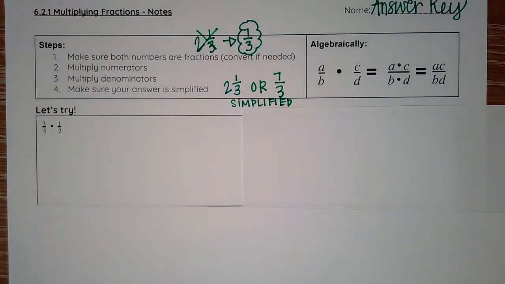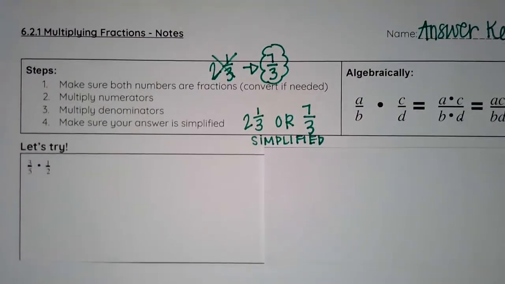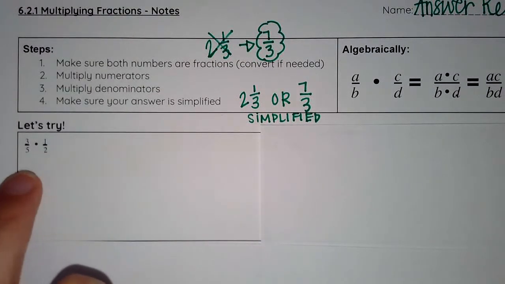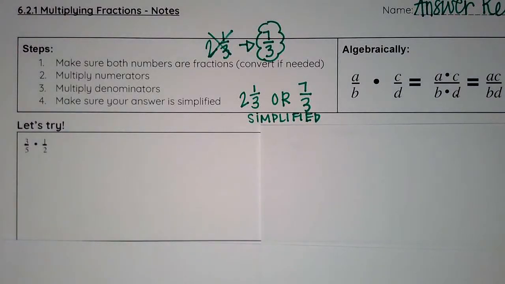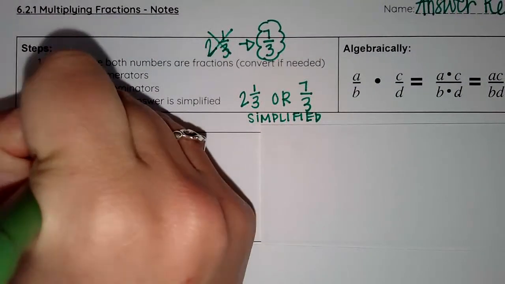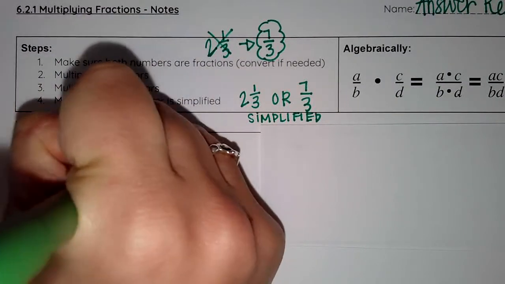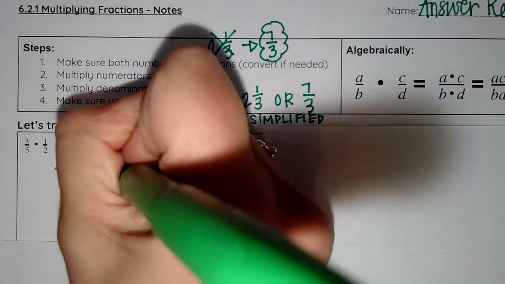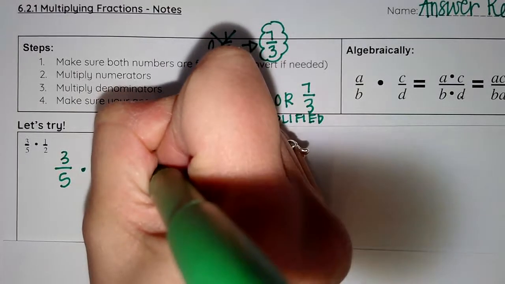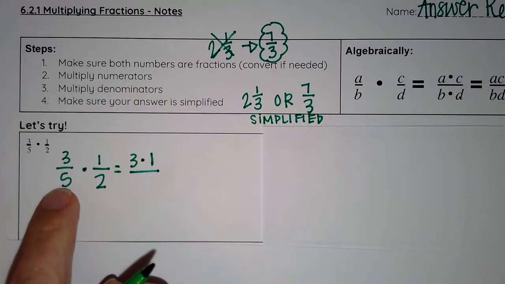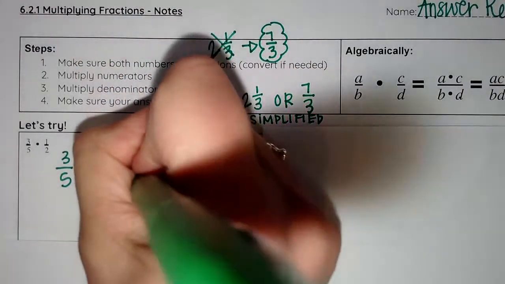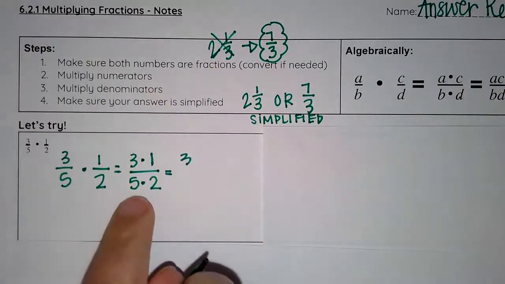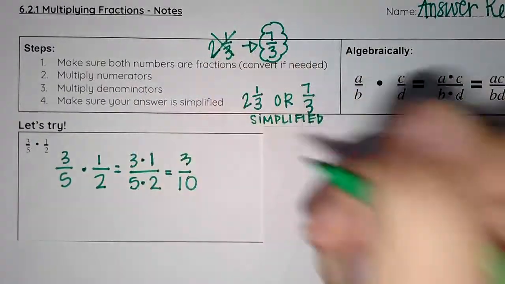If I have the fractions 3/5 times 1/2, I go ahead and double check that they are both fractions. They are both fractions here, so I can leave them as they are. I'm going to write them a little bit bigger for myself here. 3/5 times 1/2. Step number 2 is to multiply my numerators. So I just multiply 3 times 1. If I want to lay that out for myself, I can do that. And then step 3 would be to multiply my denominators. 5 times 2. 3 times 1 is 3, and 5 times 2 is 10.